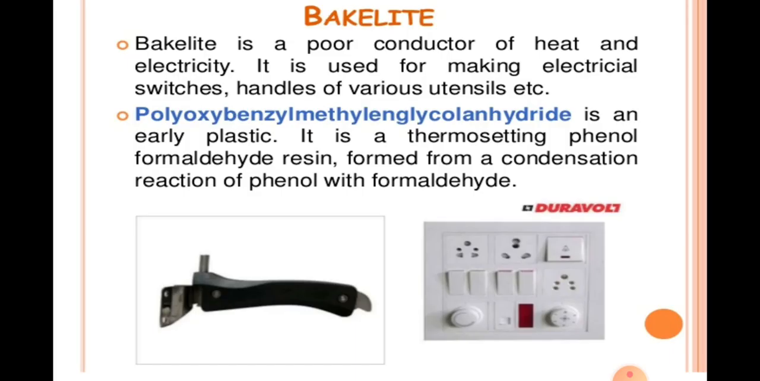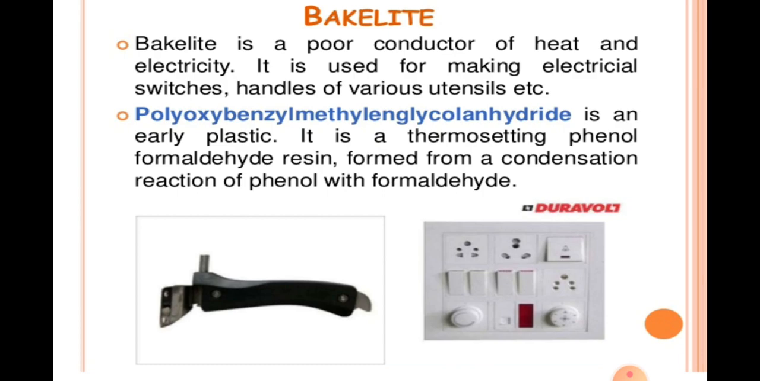The next is Bakelite. It is very hard and tough plastic, as well as a very poor conductor of heat and electricity. Bakelite is used for making the handles of various cooking utensils such as your pressure cooker and frying pans. Bakelite is used for making handles of cooking utensils because it is a poor conductor of heat and it does not become soft on getting heated. It is a thermosetting plastic.